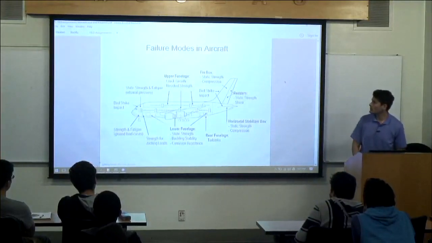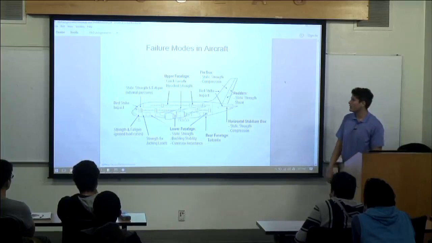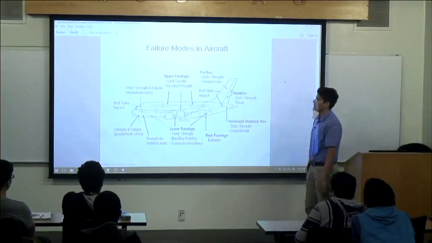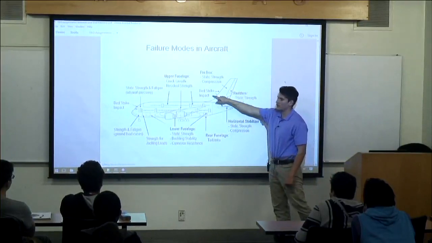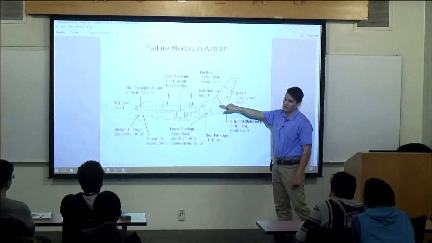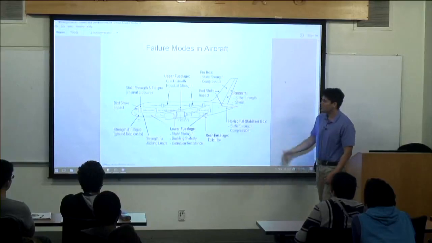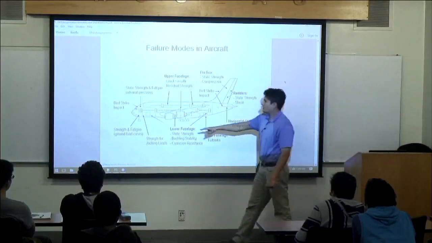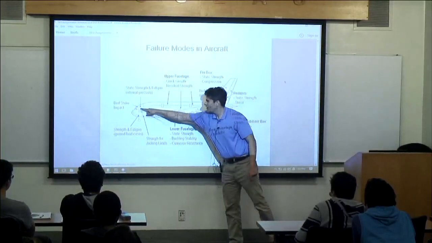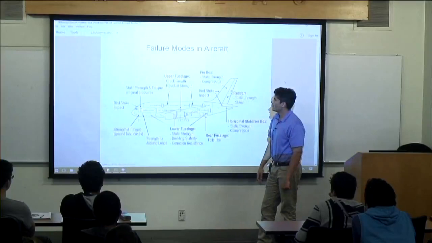Here's some typical failure modes. I'm not really going to go over these too much. This just tells you if you're on the vertical fin group, you're going to primarily be worried about bird strike in this area. And if you look at other parts, you can clearly see the forward fuse. Anything that's in front is going to be looked at for bird strike.